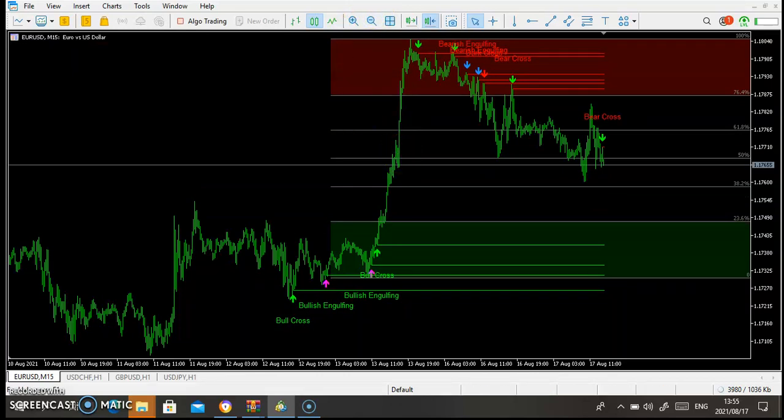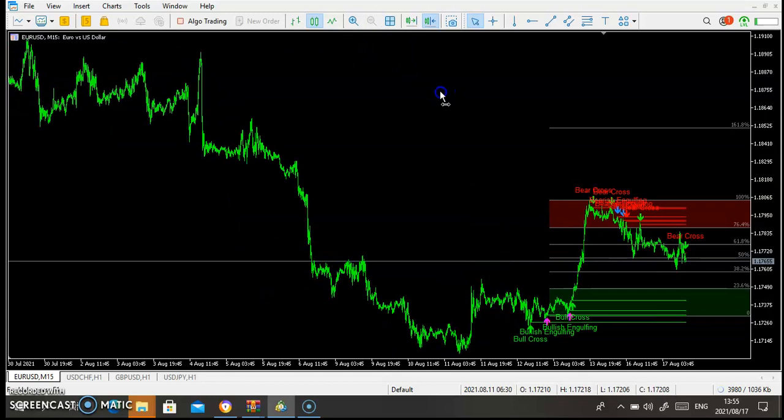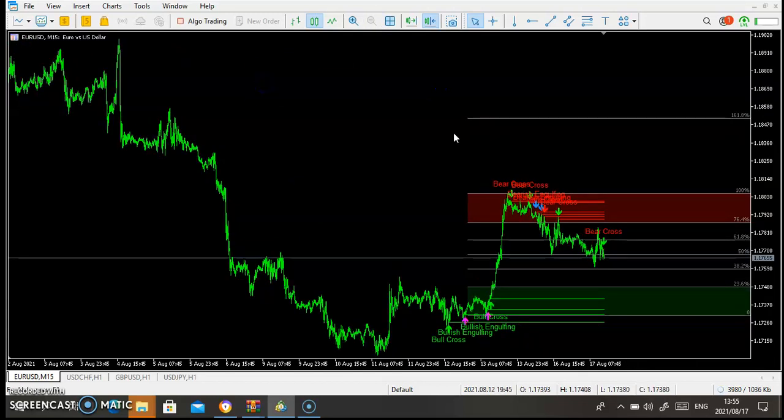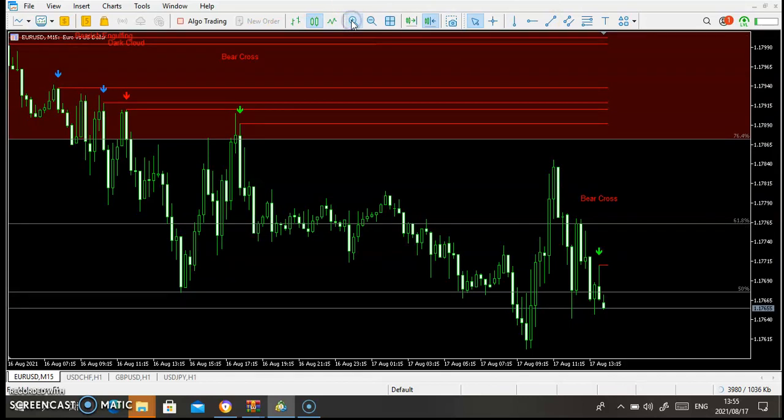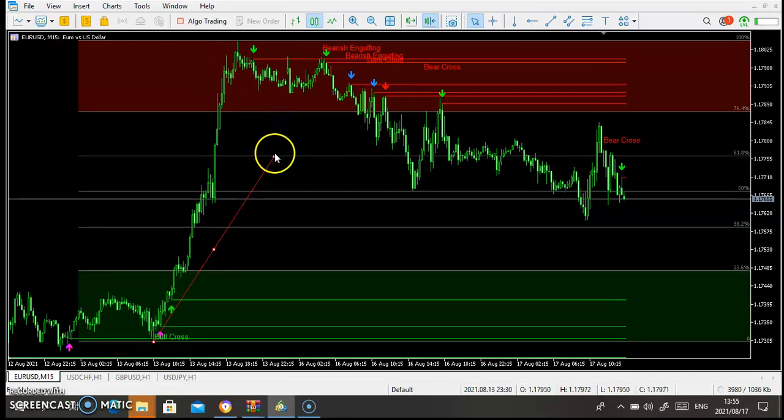Now let me zoom out the chart completely so you can see that we're currently in a downtrend. So what are we looking for? We're looking for sells, but with this system, you can take buys and sells. Check this out, I'm just going to show you how to use it. I don't want to waste a lot of your time. Let me take out my trend line tool and draw it from this point until the top.